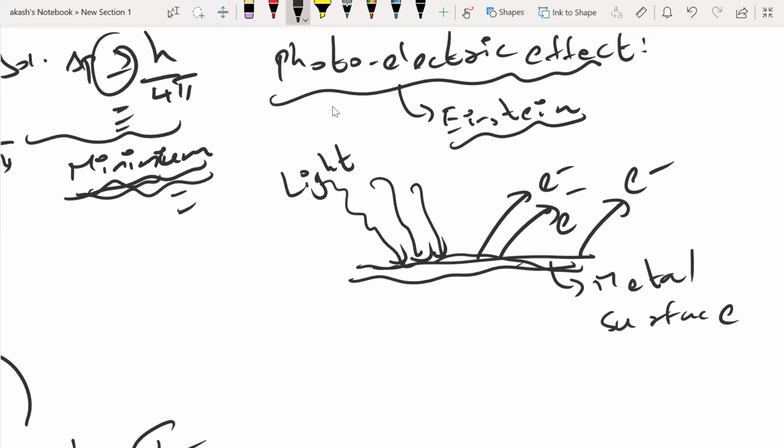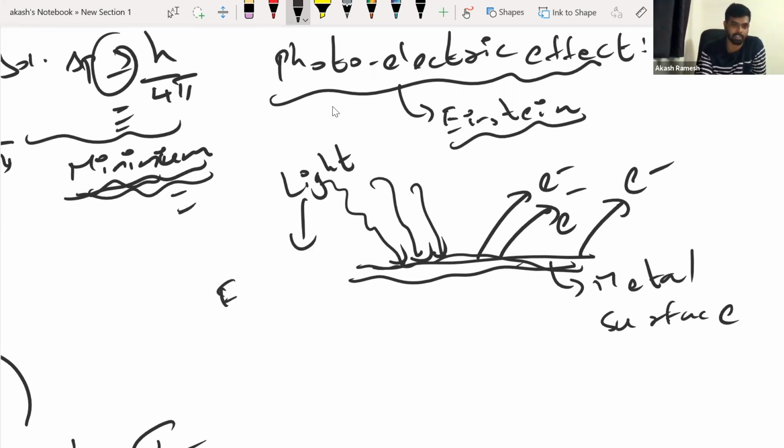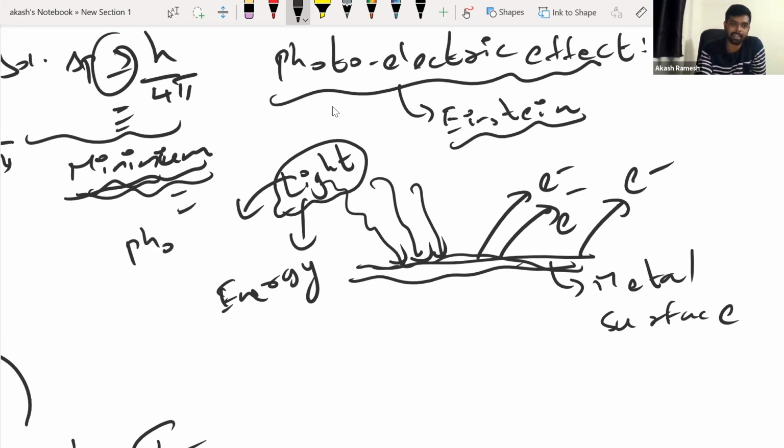Sir? Yeah, please tell me. So basically, reflection will occur, right? No. It's not reflection. I'll tell you what exactly happens. See, this light will contain some energy. The question is how light will have energy. So he said light is made up of certain particles called photons.